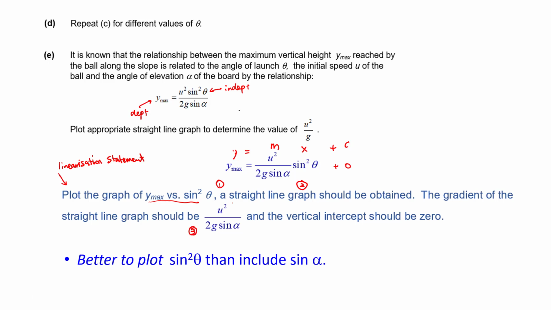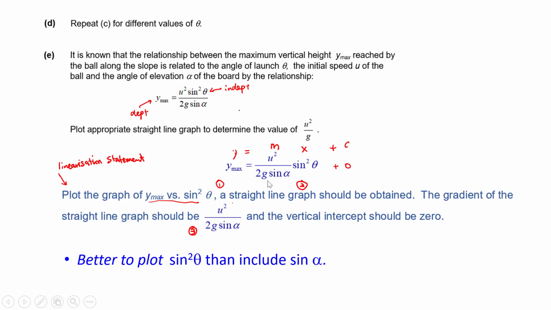Alright, so it would sound something like this. Please write them out properly. I'm going to plot the graph of y max versus sine squared theta. Okay, and because it's linearized, I should expect a straight line graph. The gradient of the straight line graph would then be u squared over 2g sine alpha, and the vertical intercept should be 0.